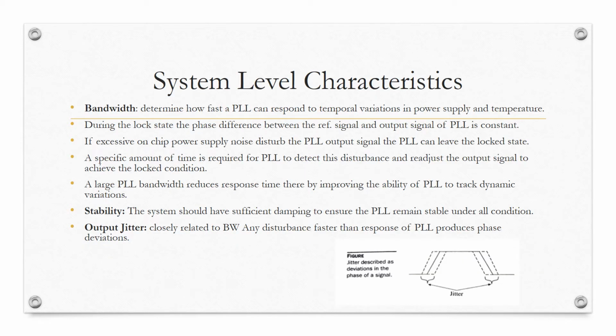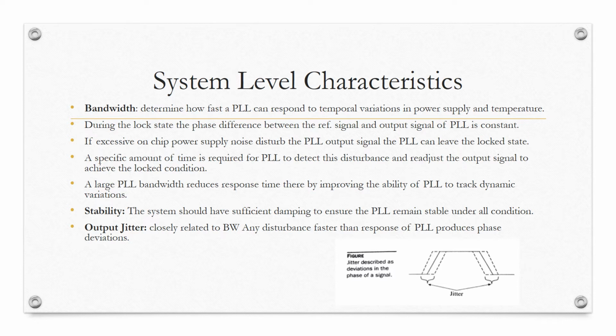They are bandwidth, stability, and output jitter. So what is bandwidth? Bandwidth determines how fast the PLL can respond to temporal variations in power supply and temperature. During the lock state, the phase difference between the reference signal and the output signal of the PLL is normally constant. If excessive on-chip power supply noise disturbs the PLL output signal, the PLL can leave the lock state. A specific amount of time is required for the PLL to detect this disturbance and readjust the output signal to achieve the lock condition. So a large PLL bandwidth reduces the response time, thereby improving the ability of the PLL to track dynamic variations.